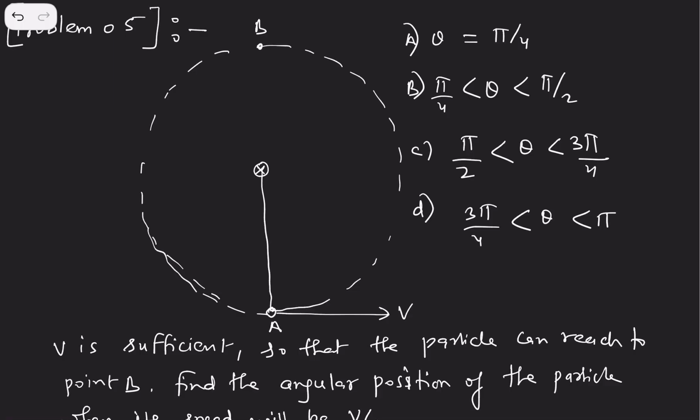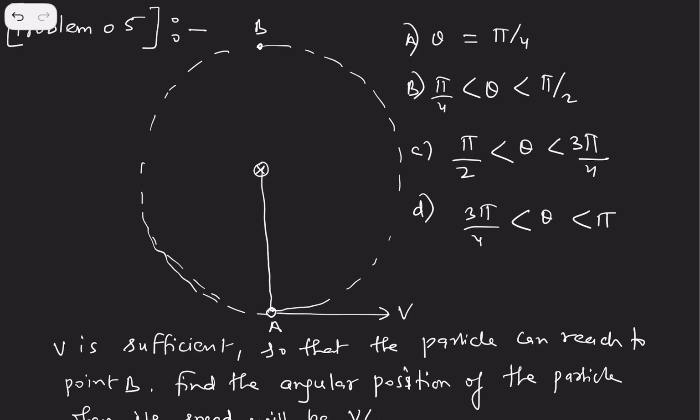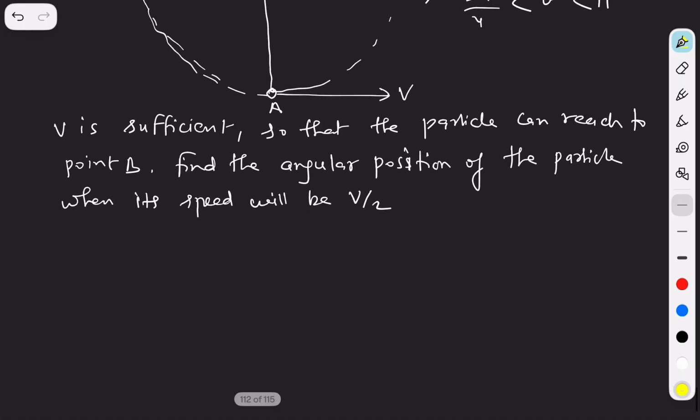If your velocity is less than root 5gl, what is going to happen? It will reach somewhere and after that it will do some sort of projectile motion, you know that. So the first thing we have to keep in mind in this case is that velocity can't be equal to root 4gl. To reach the point B, it should be root 5gl only. There is no other way around.